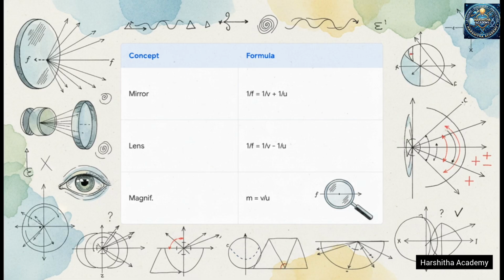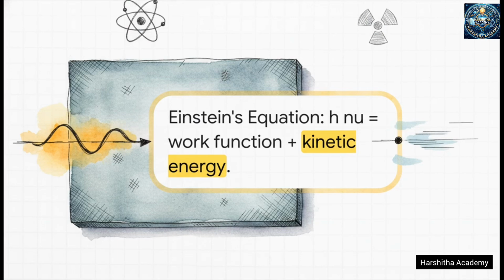Honestly though, my biggest tip here? Practice your ray diagrams. Direct questions on those pop up all the time. Then there's modern physics, which is genuinely one of the easiest places to score points in all of NEET. Anchor your studying on photon energy, radioactive decay, and most importantly, Einstein's photoelectric equation. h nu equals work function plus kinetic energy. Know these formulas backwards and forwards, and you will rack up the points.